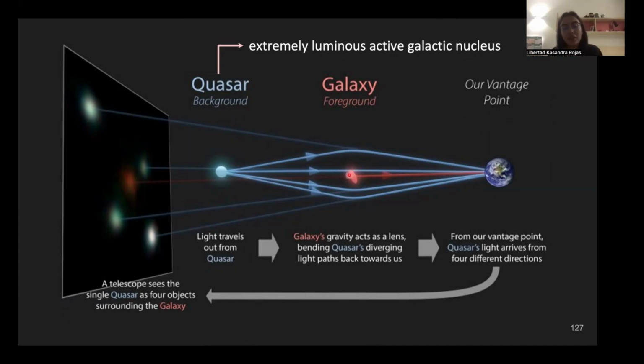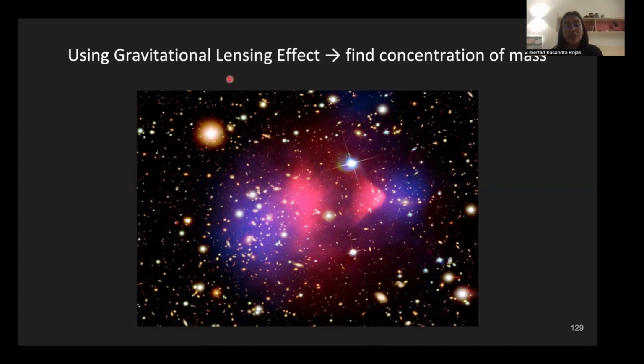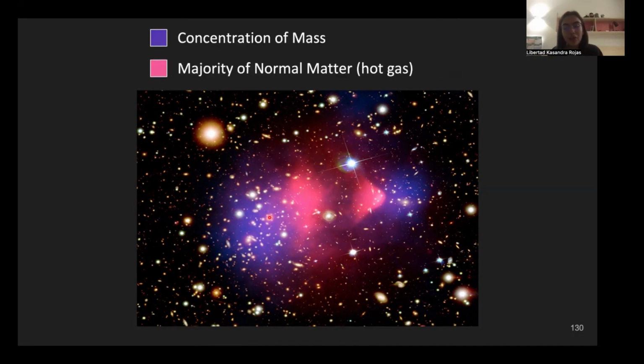A beautiful example of this is the bullet cluster, the one we've seen before, right? Here we can use gravitational lensing to find out where the concentration of mass actually is. Once again, as we saw before, the concentration of mass does not overlap here with the majority of the normal matter. The majority of normal matter is actually this pink stuff here, which is hot gas. Dark matter is actually to one side. So here is the concentration of dark matter that we're seeing. Sorry, the concentration of mass.